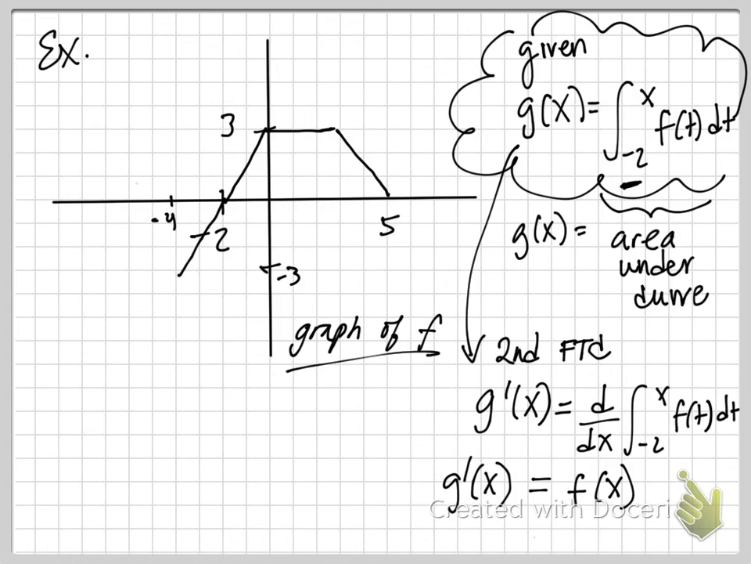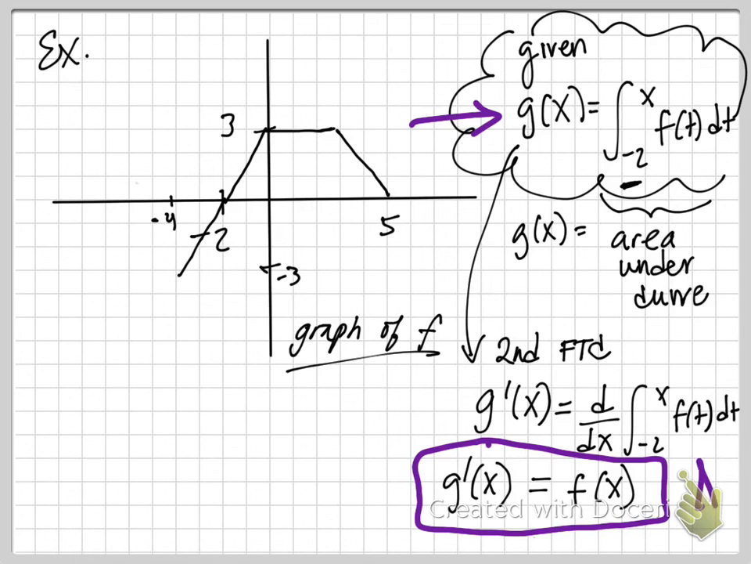So they like to do this a lot, where they give you this, and you need to make sure that you're able to understand where this comes from. So they gave you the graph of f, but since f is equal to g prime, they've also really given you the graph of g prime. So the graph of a derivative.